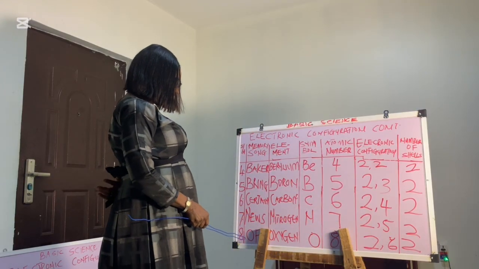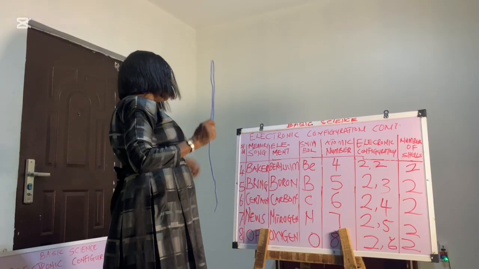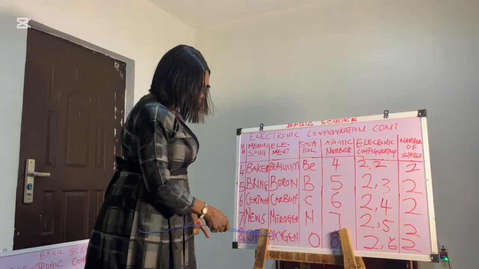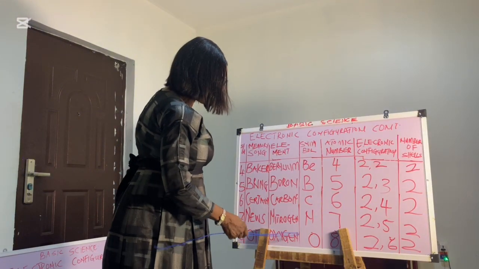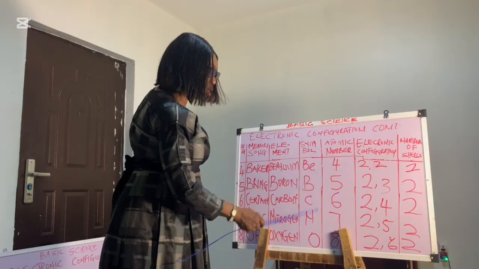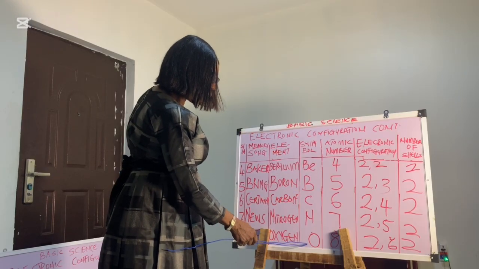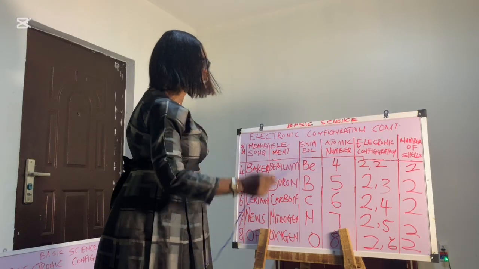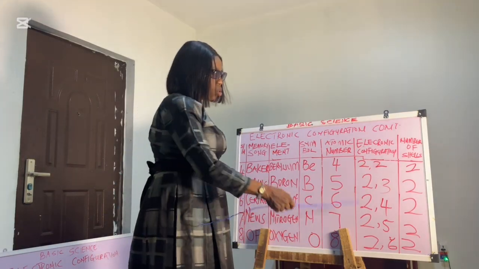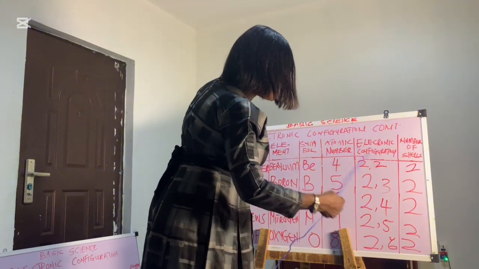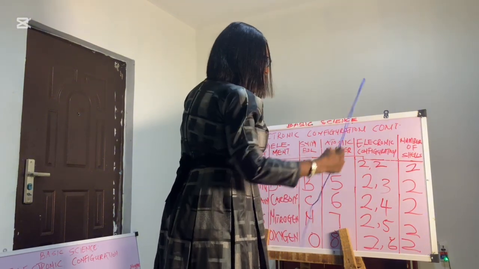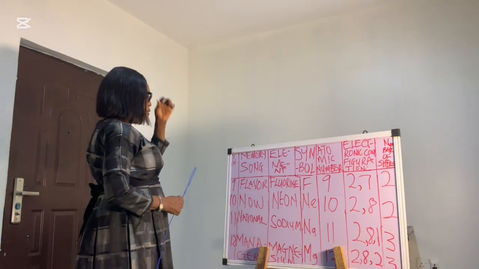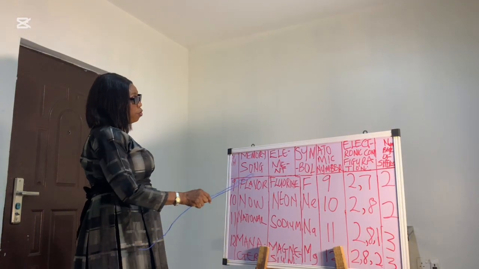The next one is oxygen. The symbol for oxygen is O. Then the atomic number of oxygen is 8, meaning that oxygen has 8 electrons. So the innermost shell will take 2, while the remaining 6 electrons will go to the next shell. So how many shells do we have in oxygen? 2 shells.